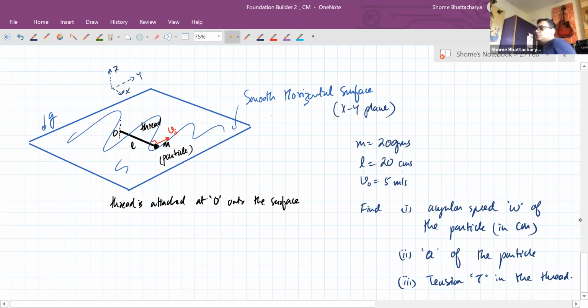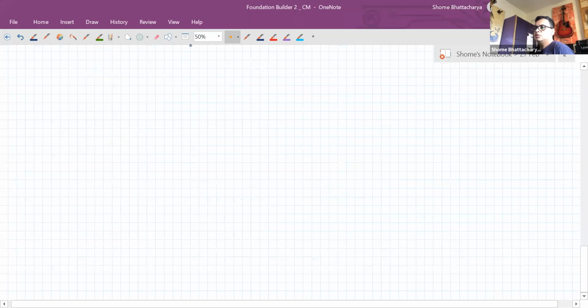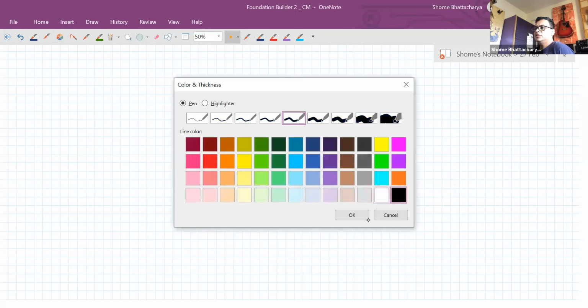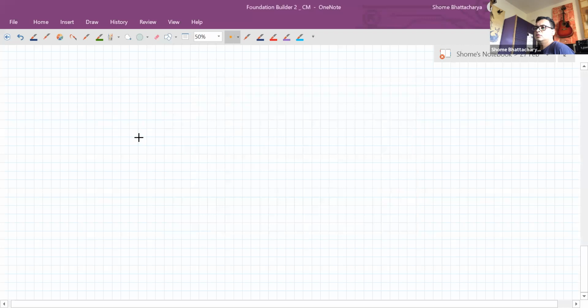Okay, let's understand this question in detail. So what's happening here? If we see the top view of this system, you have the particle attached to this thread.